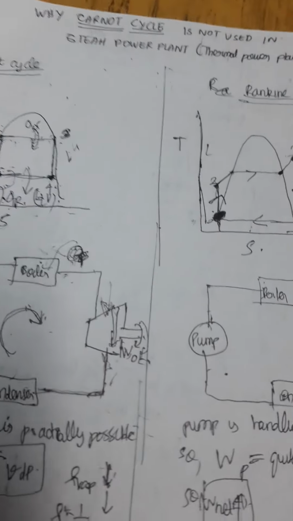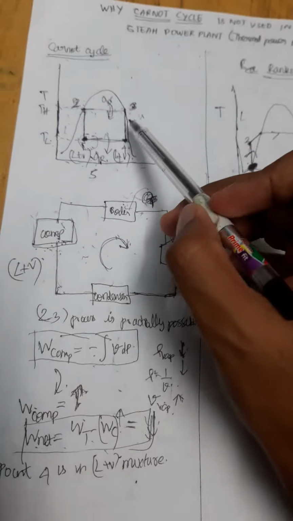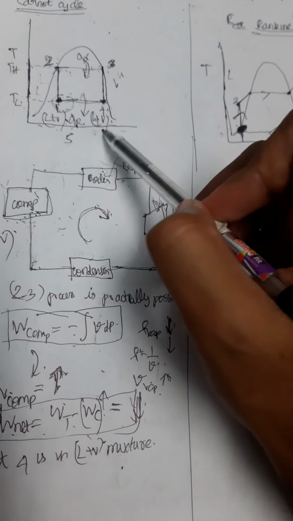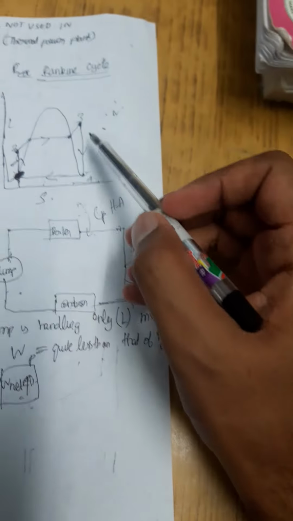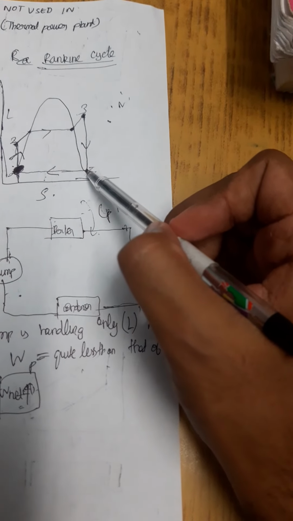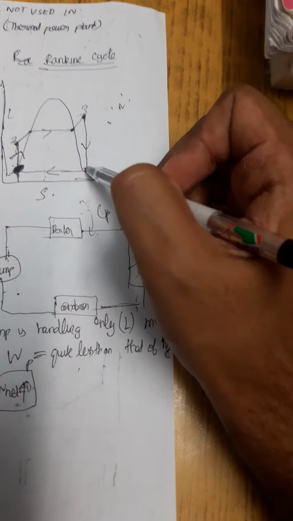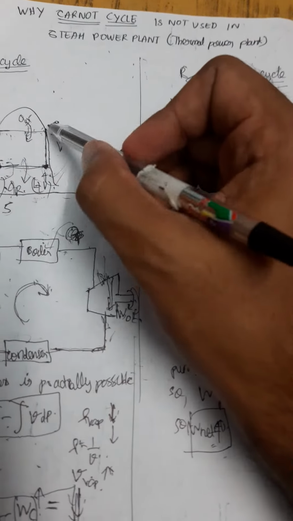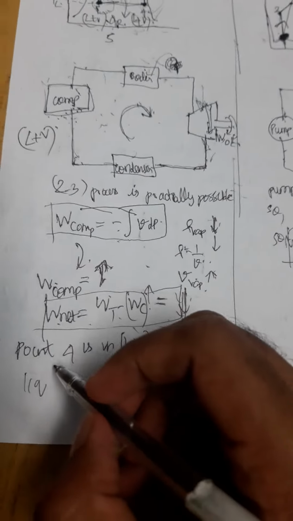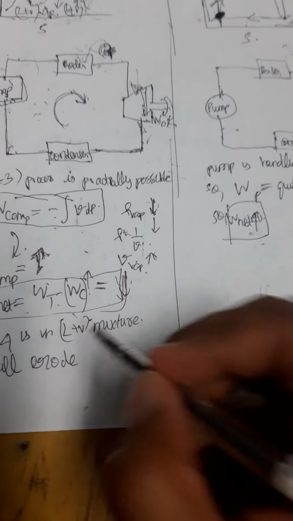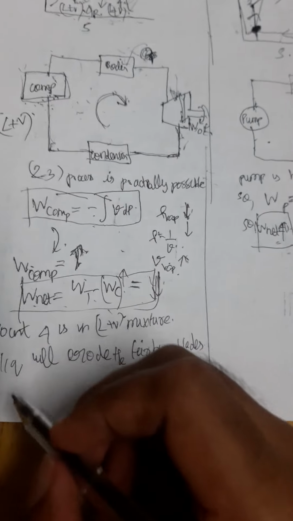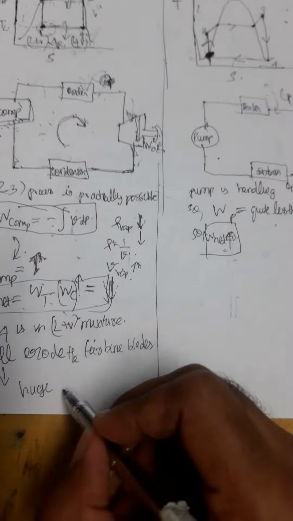Another reason is that in the Carnot cycle, if you see, point 4 is lying in the liquid plus vapor region. So when the liquid is allowed to expand in the turbine, the liquid will erode the turbine blades. So this is a huge drawback.